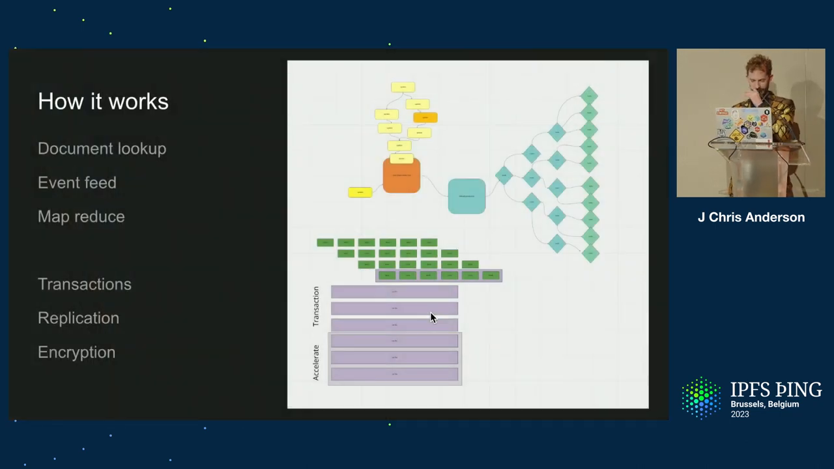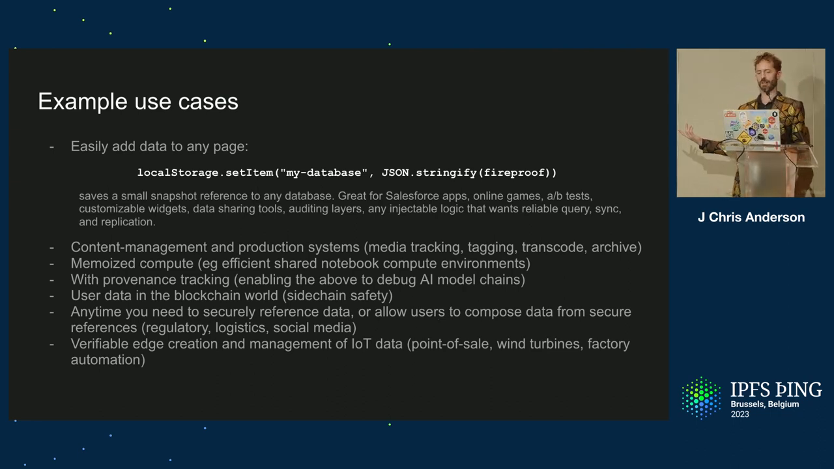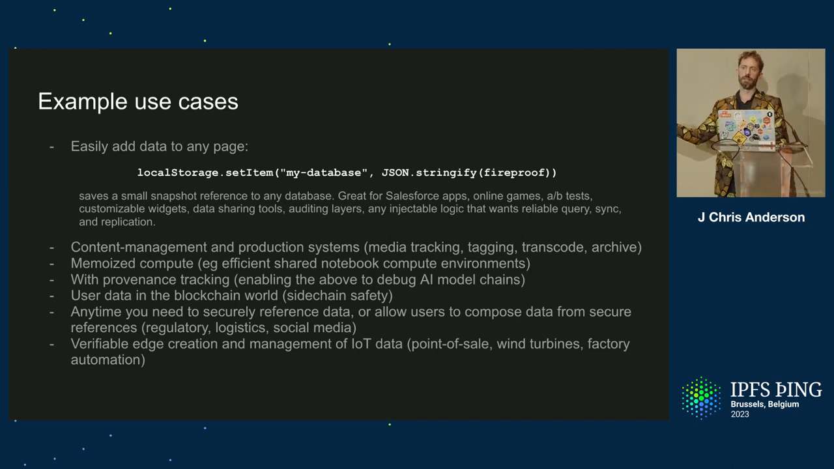So yeah, I'll hop back into this. I've got just a couple of example use cases. The big one I mentioned already was add data to any page. The rehydration cookie, as I called it, is just something that you can put in local storage. Fireproof does this for you by default, you don't have to worry about it. But that's all it is, putting that somewhere so that when you rehydrate the page, it gets to the right state. Depending on your replication settings, whether or not that Fireproof ever existed on that node, it'll be able to fetch down the data and interact with it.